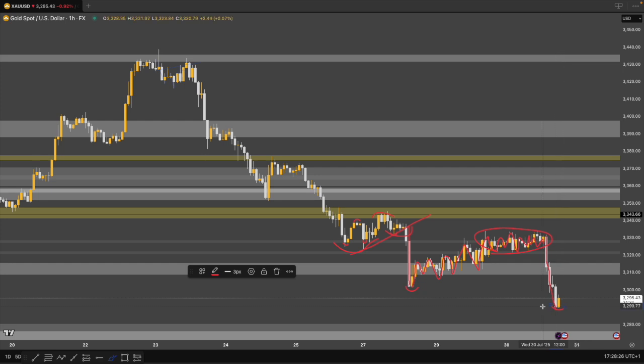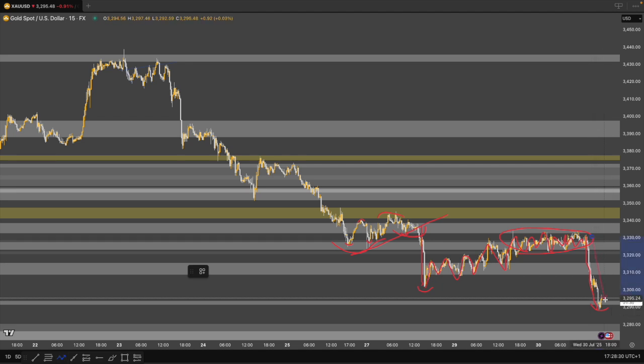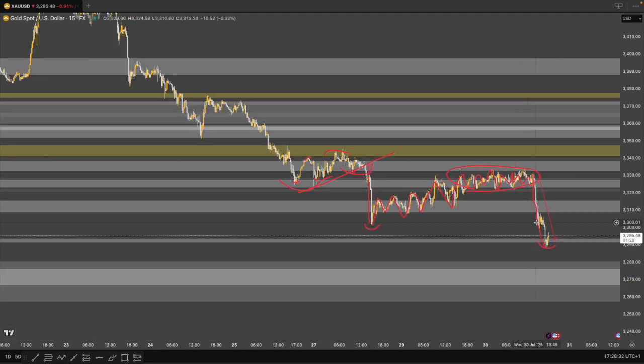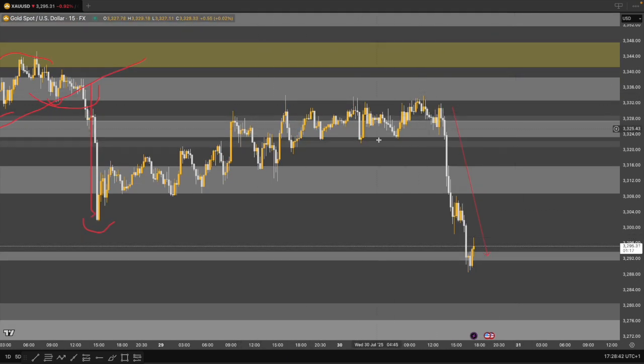If I then go down to our 15 minute real quick, you'll see this in a bit of a clearer fashion. I will go ahead and remove some of these drawings just so it's a little bit clearer for you. So as you can see, we have seen some bearish divergence, some bearish volume enter the market after we then saw this consolidation move take place. Price has in fact found a support area at around this level of 3,290.